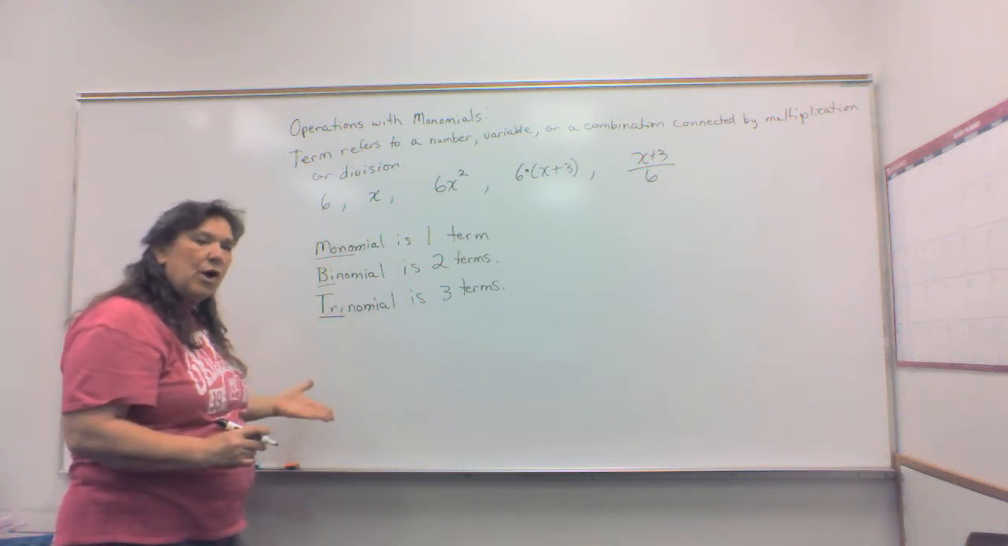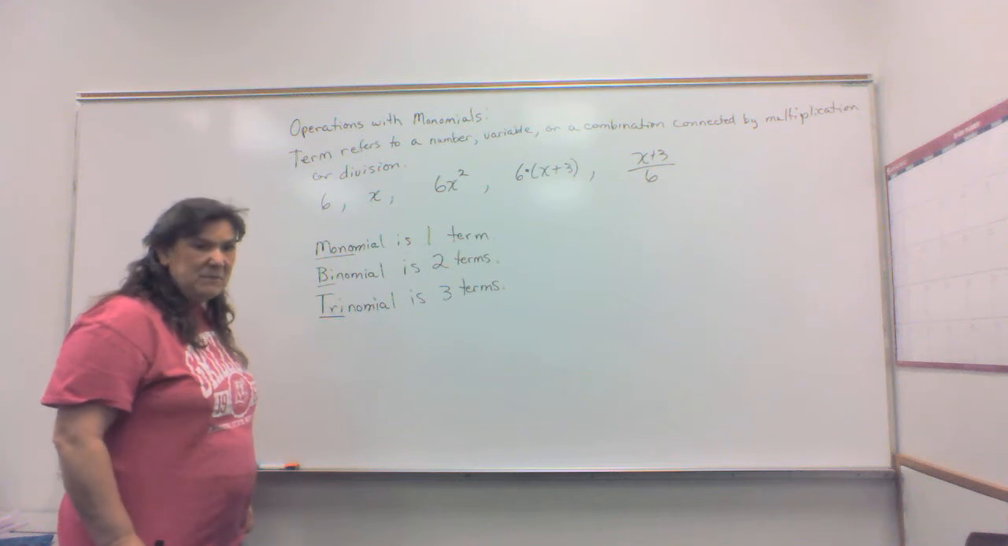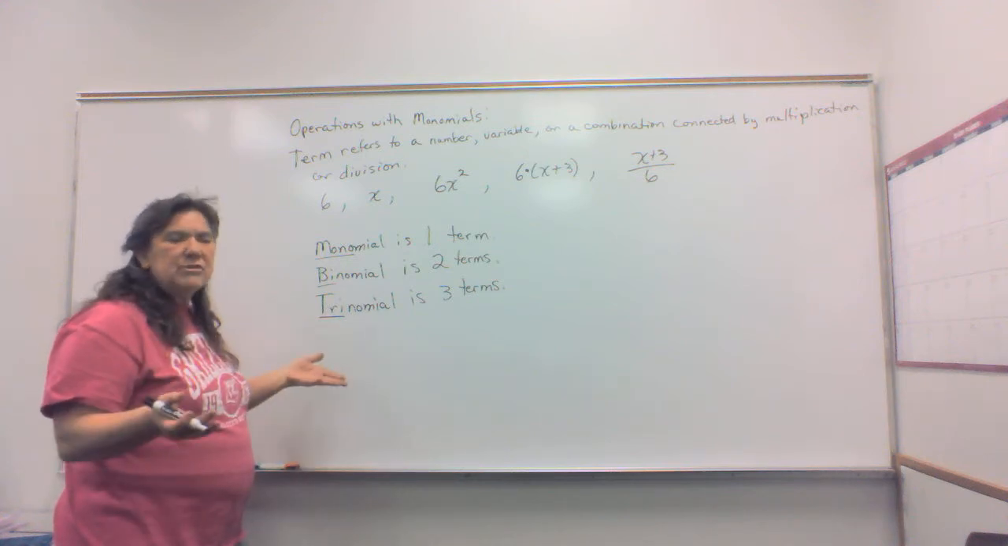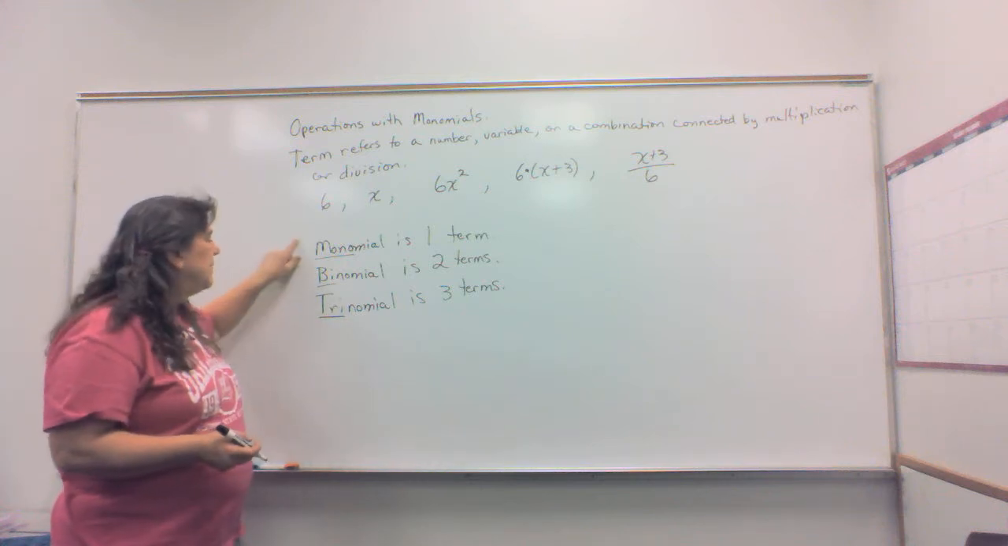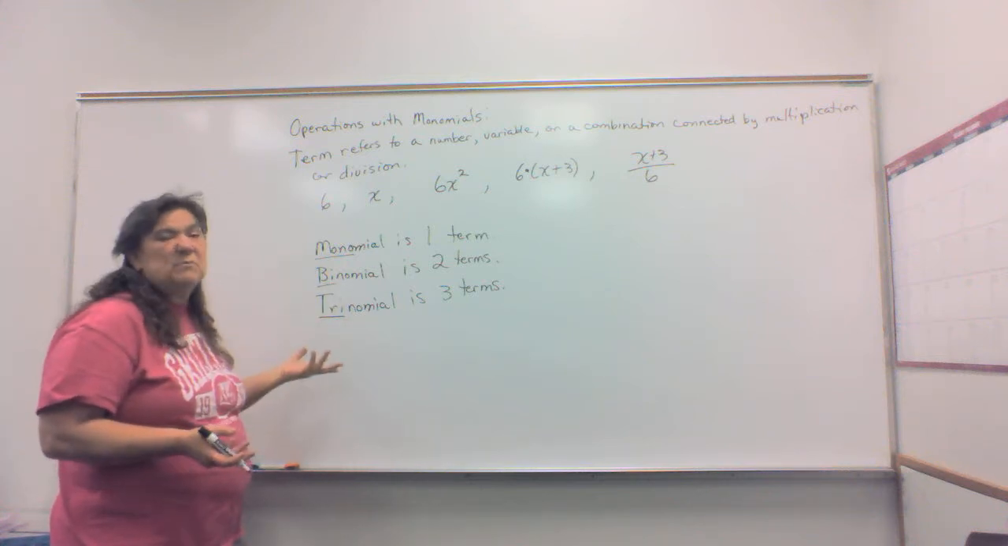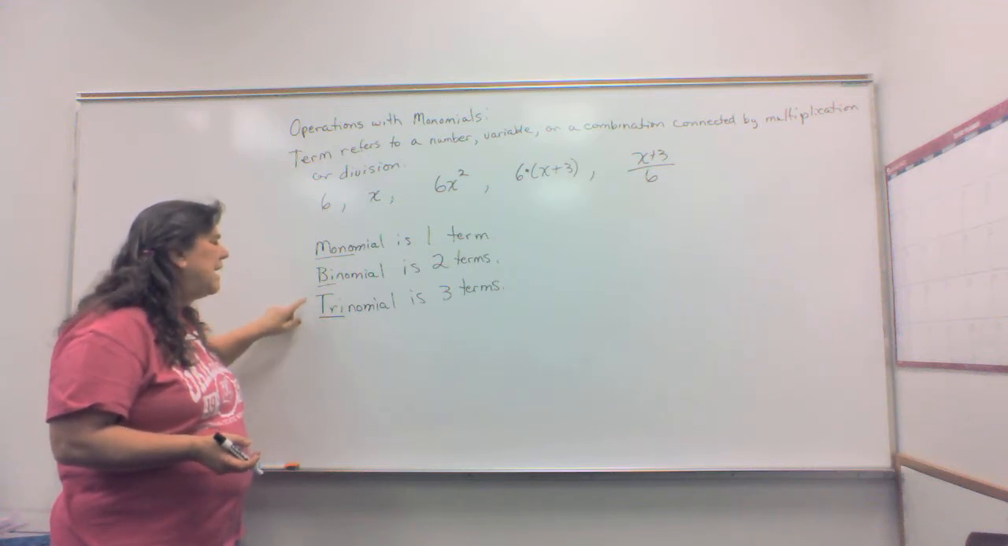These are the most common of these names that we use. The others have names, but we usually don't use the names. We'll say 4 terms or 8 terms or whatever. They can actually have names like this, but we don't use them very often. So we'll just go mono, bi, and tri.